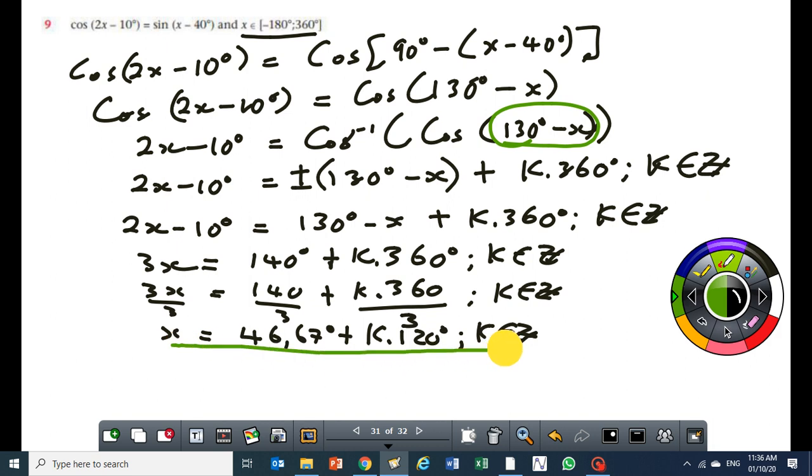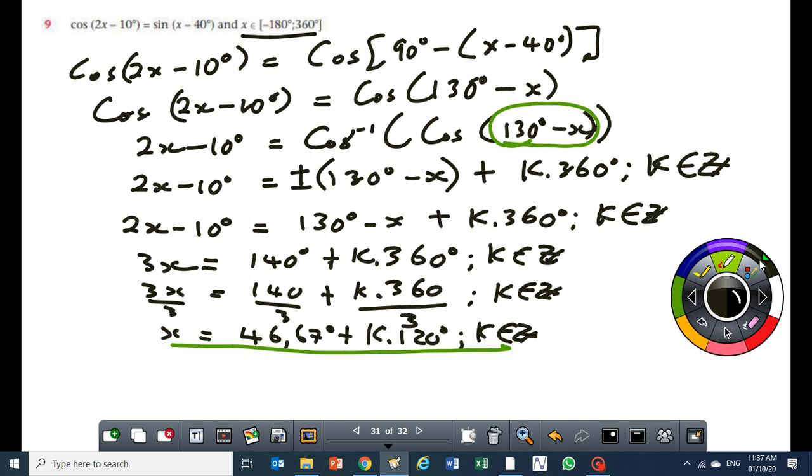Okay? The second one, I have to take the negative of this reference angle. So it becomes negative. Now, you have to be very careful here. The negative is outside the bracket. So once I remove the bracket, this angle becomes negative 30, and that x there becomes positive 30.